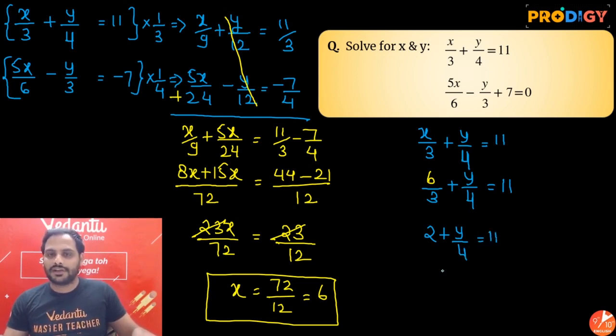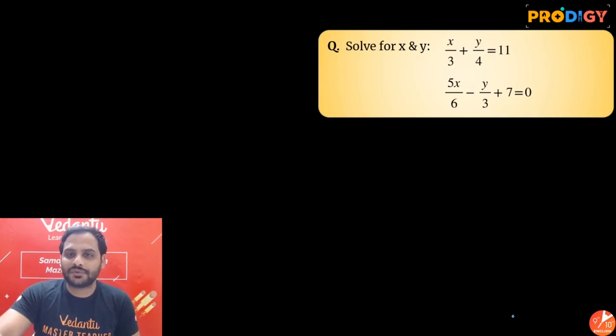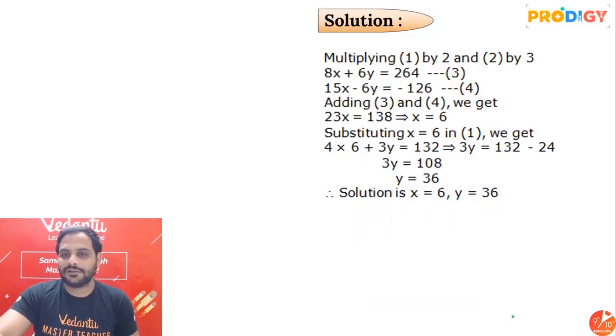So shift 2 over there. y by 4 is equal to 9, so y is equal to 4 nines are 36. So x equal to 6 and y equal to 36 will be your correct answer.